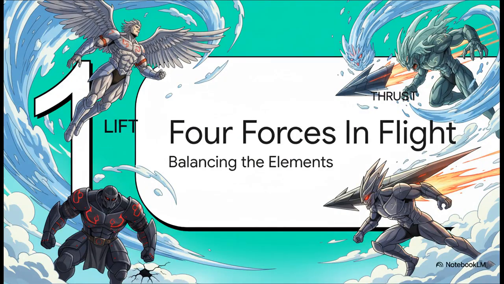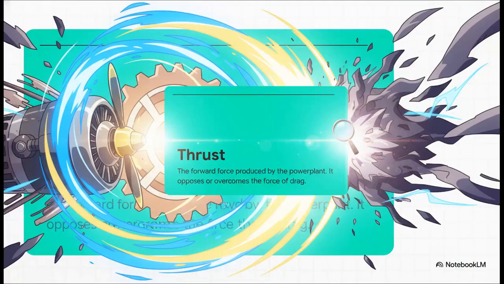All right, Section 1, the 4 forces in flight. Think of these as the warring factions of aerodynamics. You really have to master these the second you slide into the left seat. First up, we've got thrust. Simply put, thrust is your forward pull. It's that mechanical muscle from your power plant and propeller, and it's constantly fighting against the air that's trying its hardest to hold your aircraft back.